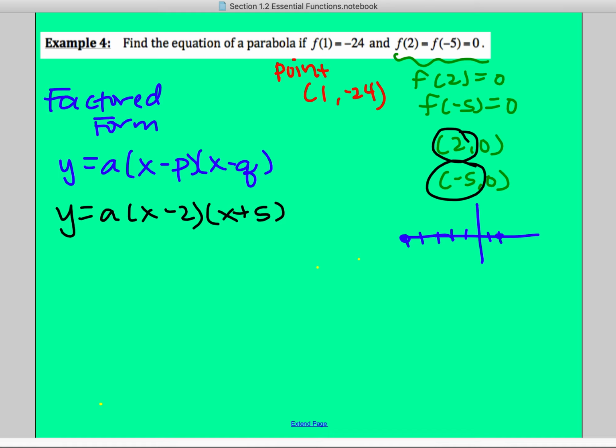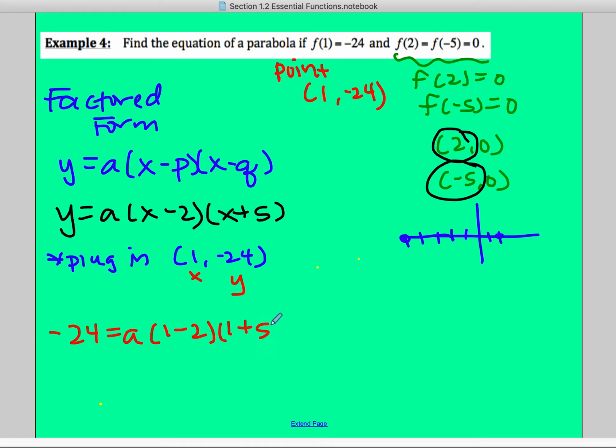So this is where you plug in the other given point. Plug in 1, negative 24 for x and y. And then we'll solve for a. So y is negative 24 equals a, and then I would have our x, which is 1 minus 2, and then I would have 1 plus 5. So simplify what's in each of those parentheses. So I have 1 minus 2, which is negative 1, and then I have 1 plus 5, so 6. So I would have negative 1 times 6, so I have negative 6a.